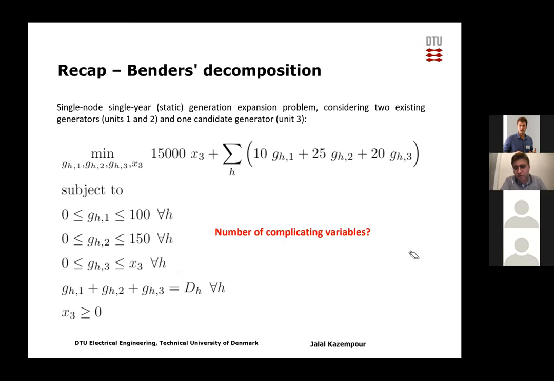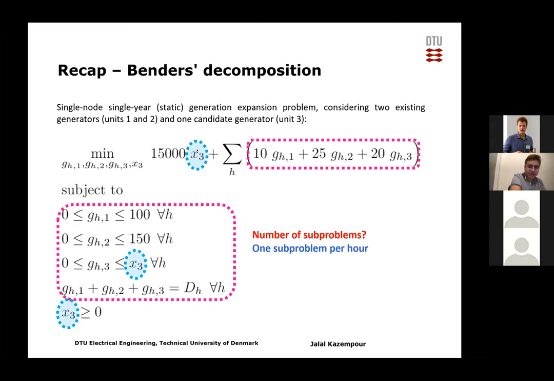Good. So we already talked in the previous lecture that we have 1 complicating variable, right? X3 is our complicating variable, because if we fix it, we can decompose the original problem into a set of subproblems, 1 per hour. So we have only 1 complicating variable, X3, which appears in the objective function and in constraints. And the number of subproblems is 1 per hour. If we fix X3 in the objective function, we can remove the term. This is X3 fixed now. Also, we fix X3 to a non-negative value, so we can remove this constraint. We don't have it anymore. So we have these constraints 1 per hour, and the objective function term 1 per hour, so we can decompose the original problem into a set of subproblems, one per hour.